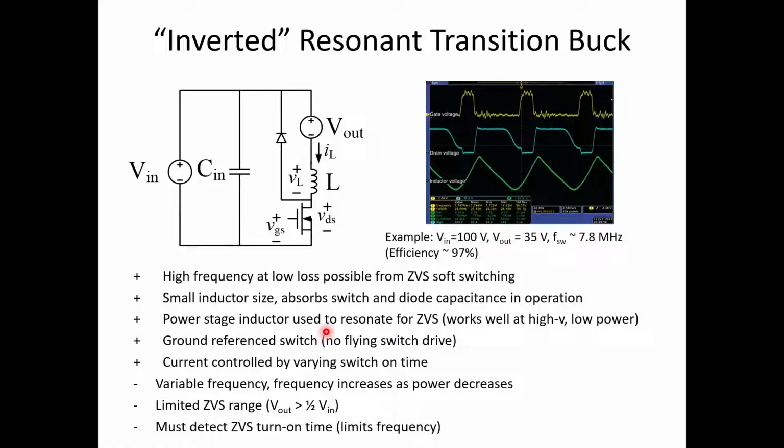Okay? In this example, this was coming from 100 volts in to 35 volts out in this snapshot, and it was running at about 8 megahertz. Right? So if you do your calculations for 100 volts input and running at 8 megahertz, you try to do that hard switch, you're going to be very unhappy. Okay? So one of the things is by soft switching this thing, we get to very high frequencies while maintaining high efficiency. The efficiency of that converter at that point is about 97%.